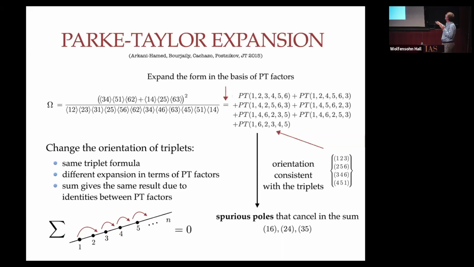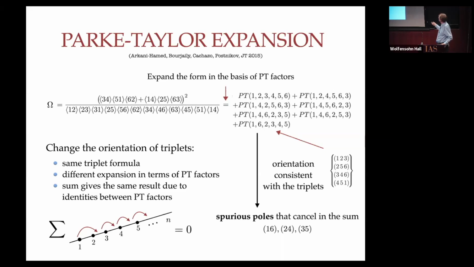So 1, 2, 3 should be oriented in this order in all of the Parke-Taylor factors, 2, 5, 6, in the same ordering and so on. And here you can reorder each of the triplets. You get a different set of Parke-Taylor factors because you are changing the ordering, but the sum is always the same. So different orientation, different expansion, same sum. And once you then combine it back, you get this formula as we calculated using the first procedure before.